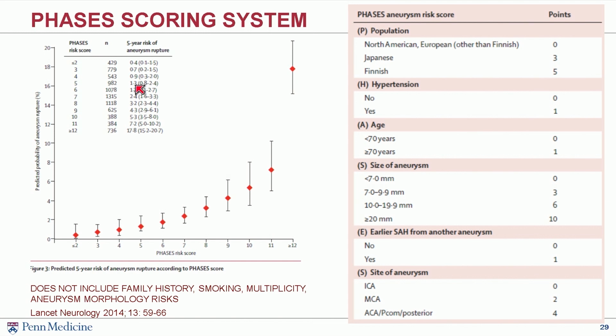But what the scoring system does not take into consideration is if someone has a family history, because there's no weightage given to that, because we don't have great data to put that in the scoring system. It does not give any points to smoking, people who have multiple aneurysms, and does not look at irregular aneurysms with irregular morphology, like I discussed before.